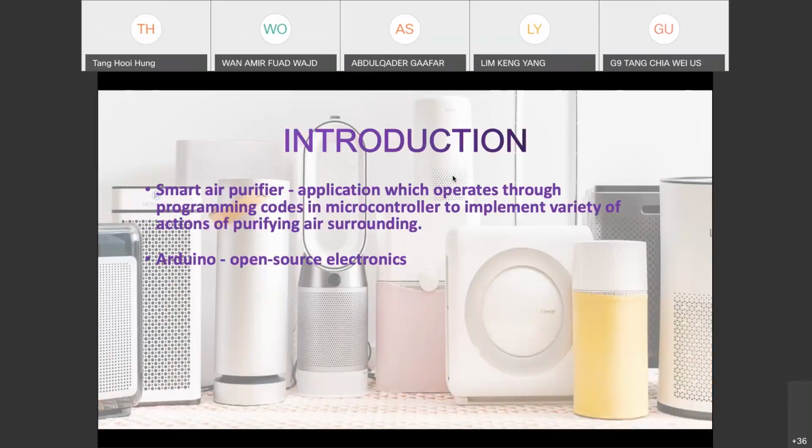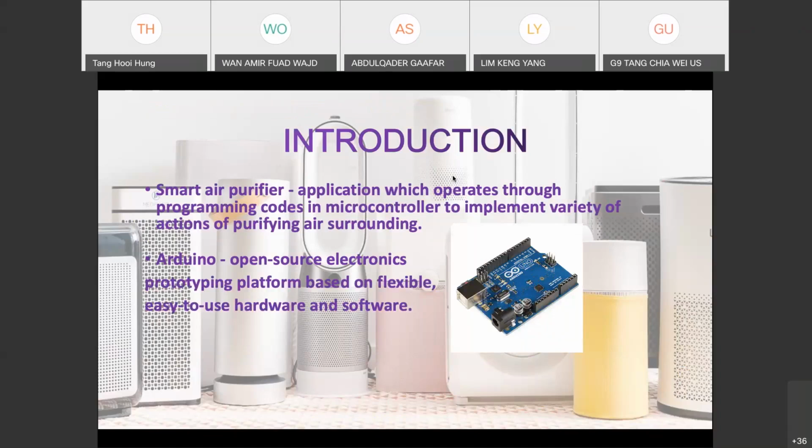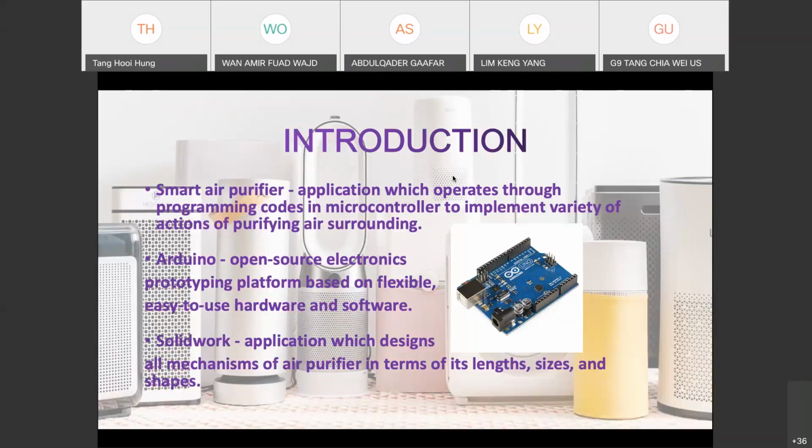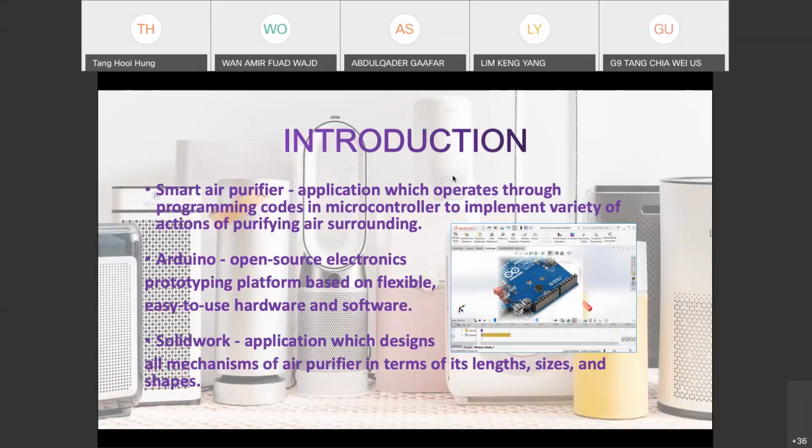Based on the definition, a smart air purifier is an application which operates through programming codes in a microcontroller to implement a variety of actions for purifying the surrounding air. The system's circuits are designed using Arduino, an open source electronics prototyping platform based on flexible, easy-to-use hardware and software. Using SolidWorks, the prototype is designed, covering all mechanisms of the air purifier in terms of length, size, and shapes. Next slide.